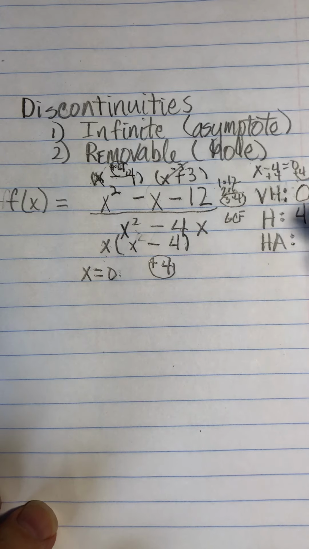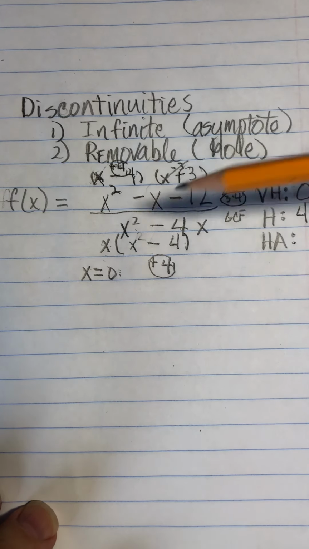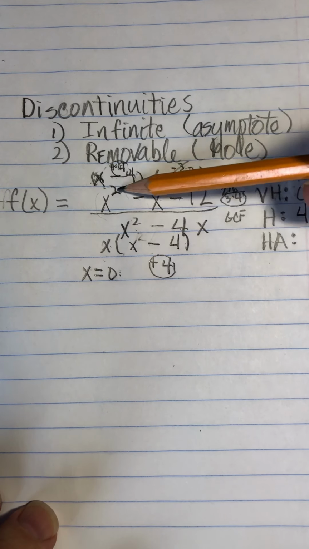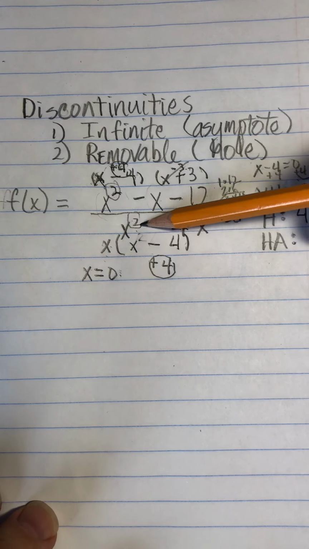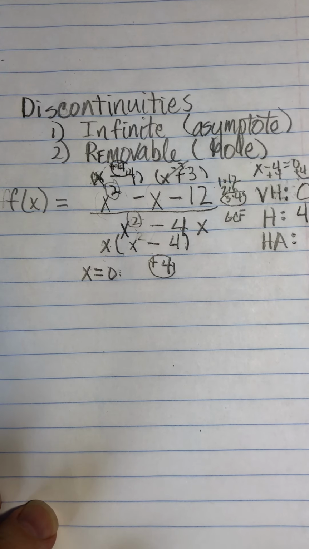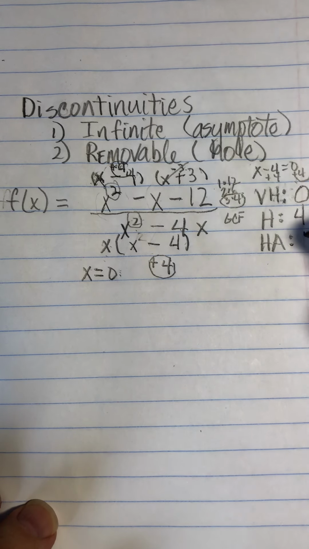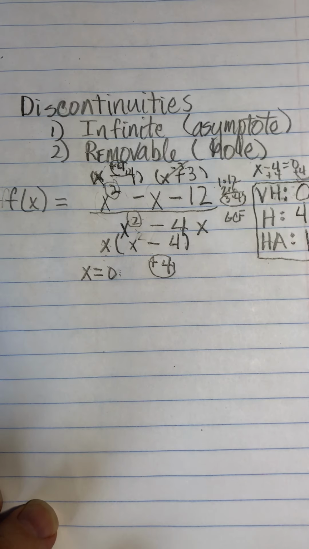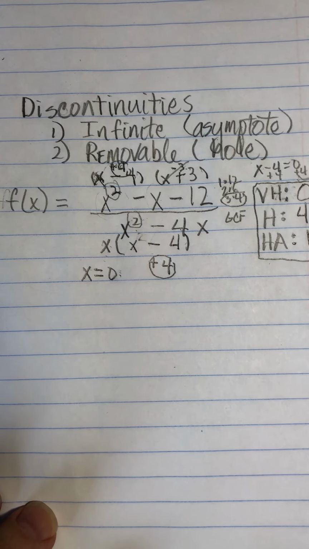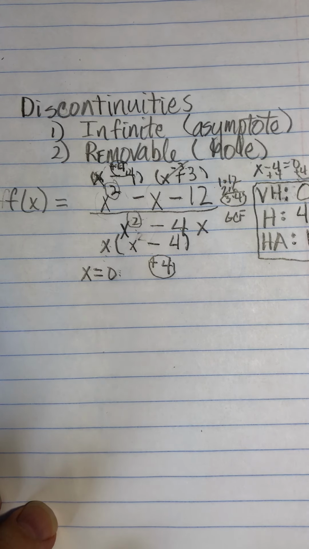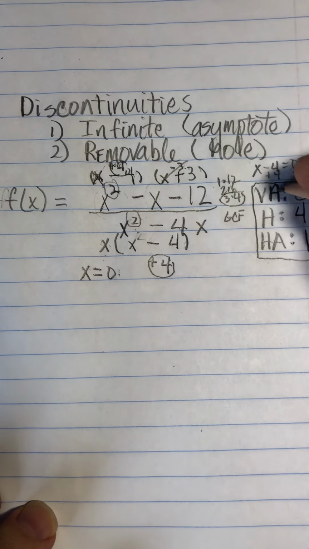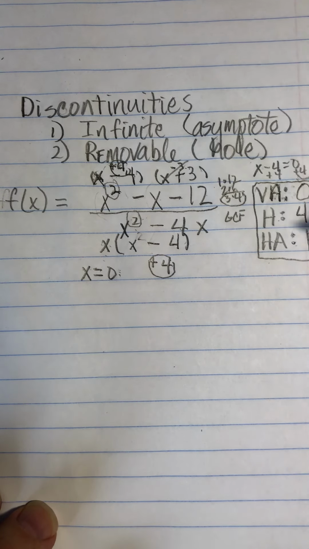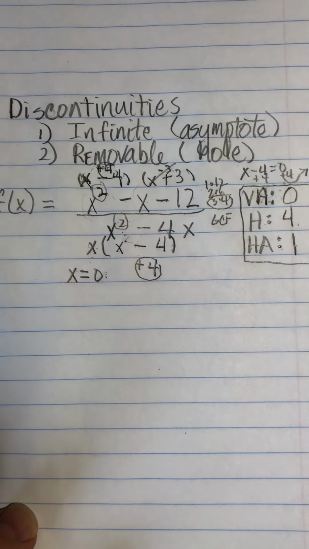Now, I've included horizontal asymptote, which we may or may not know now, but I see that any time I've got x squared and x squared, I look at the leading exponent, which is 2 over 2. When they're the same, that tells me I'm going to have a horizontal asymptote at positive 1. So I'm going to put a box around my answers here. For this problem, my vertical asymptote is at 0. I have a hole at positive 4, and I have a horizontal asymptote at 1. And there we are. We are done.